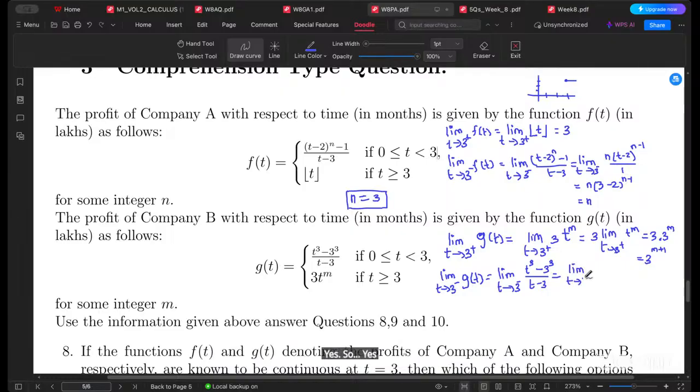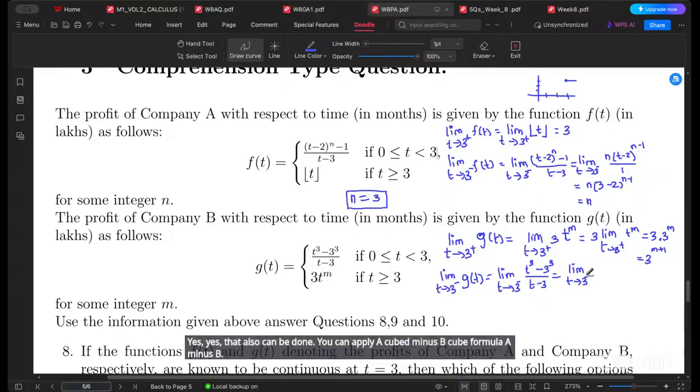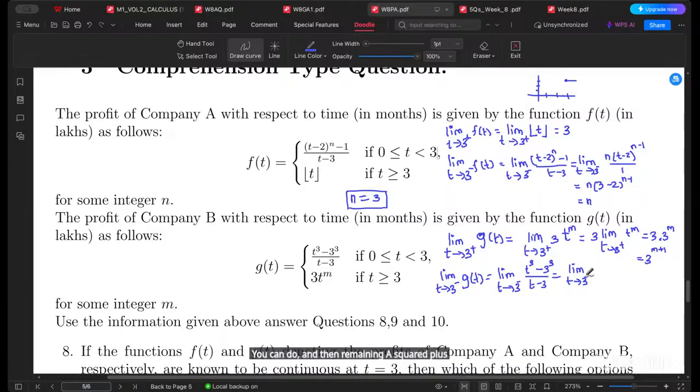Ma'am, why are we not applying the standard limit? We can simply use the a cube minus b cube formula. Yes, that also can be done. You can apply the a cube minus b cube formula, a minus b, and then the remaining a square plus ab plus b square. Yes, you can do that as well.